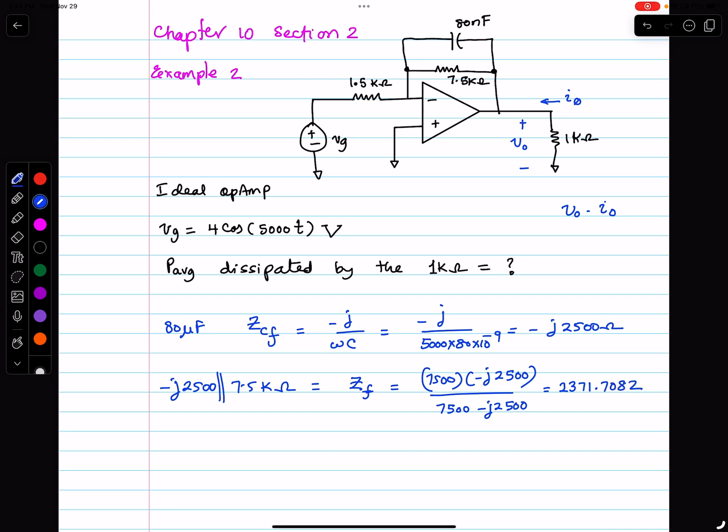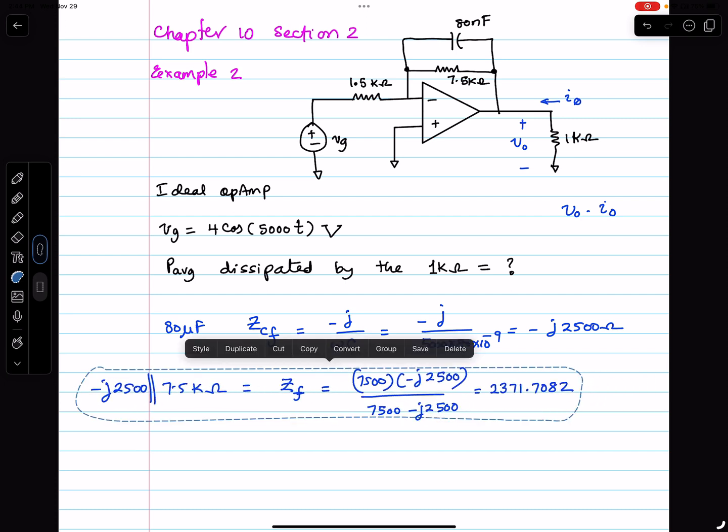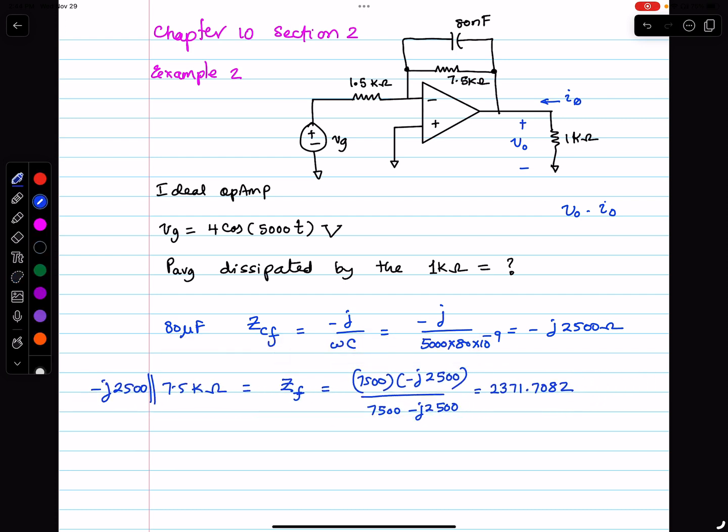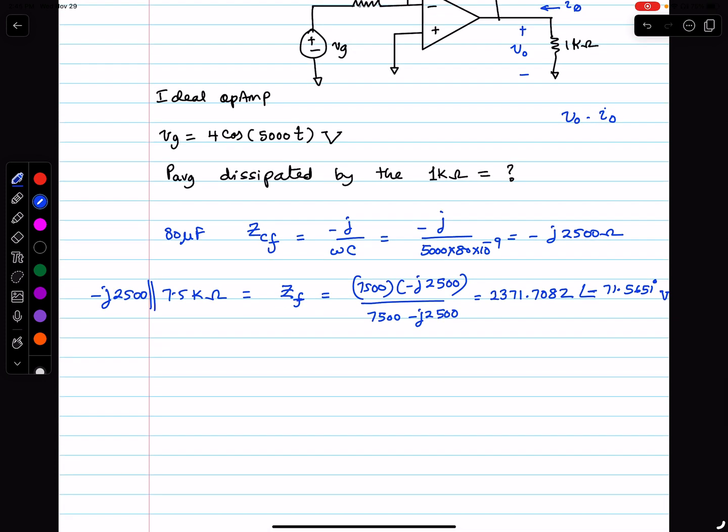So that's going to come out to be 2371.7082 angle negative 71.5651 degrees. Okay, so that's the ZF, and it's in ohms. Now we can calculate VO.